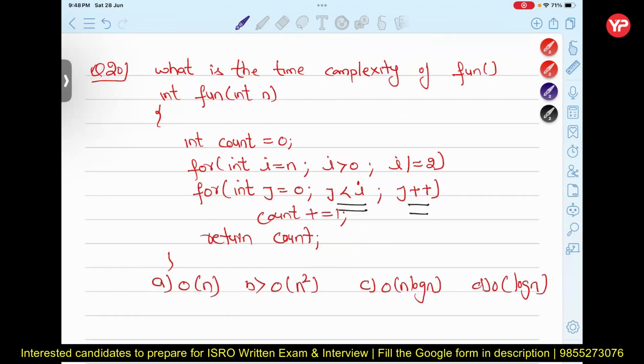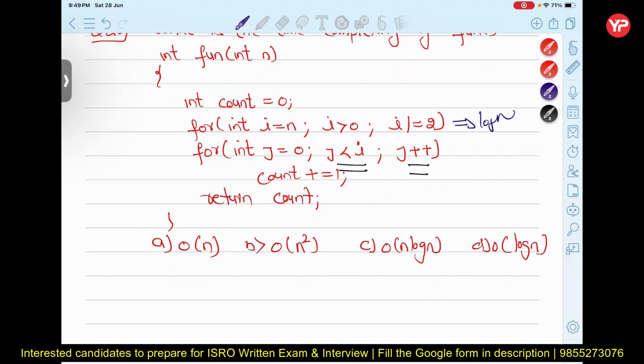What is the time complexity of my fun? In fun, this is again an important problem. For i equal to n, i greater than 0, i equal to i by 2. Can you just tell me how many times this statement is executed? Log n times? Yes or no?